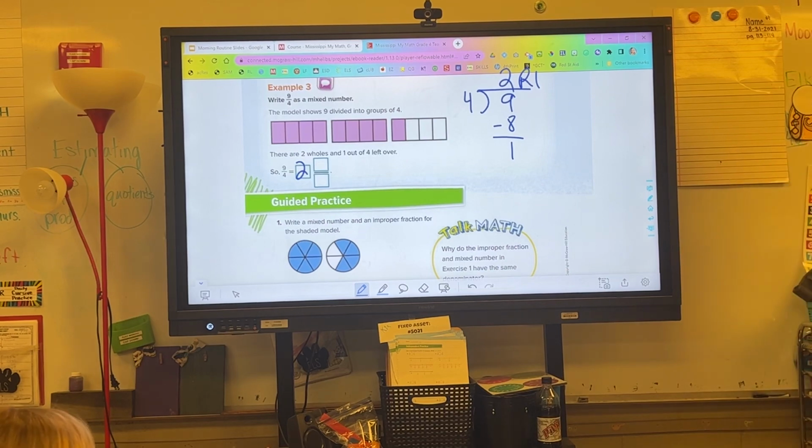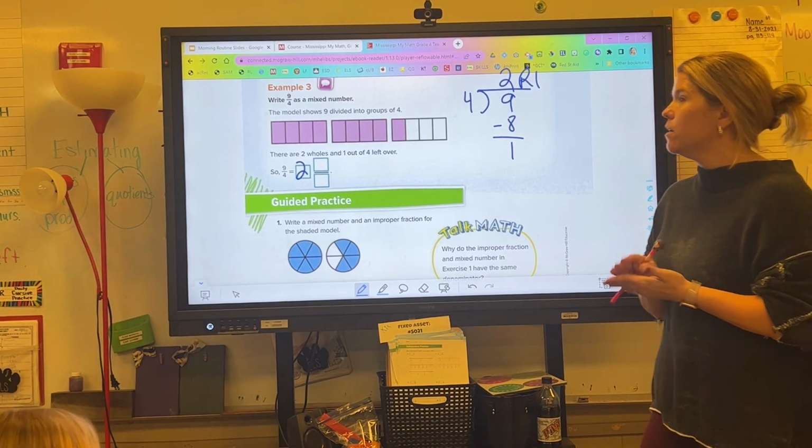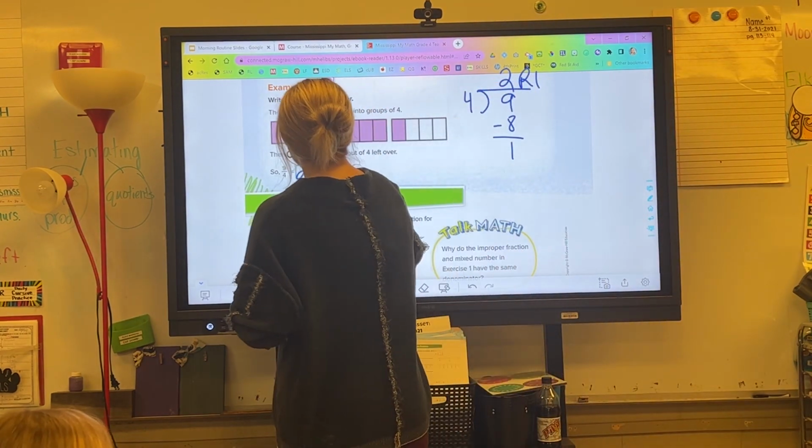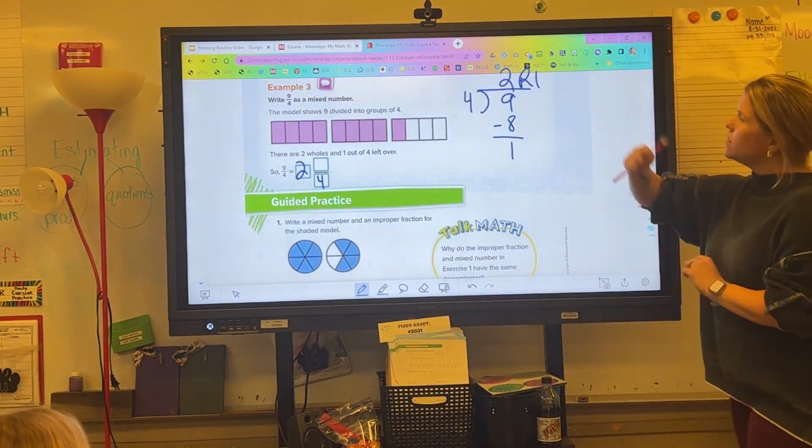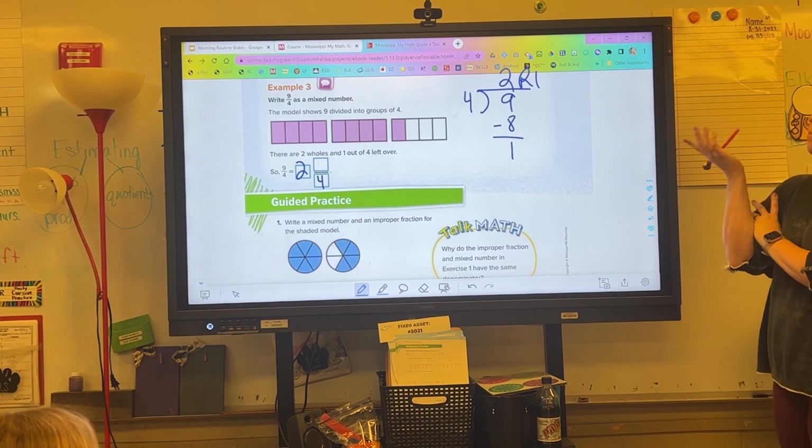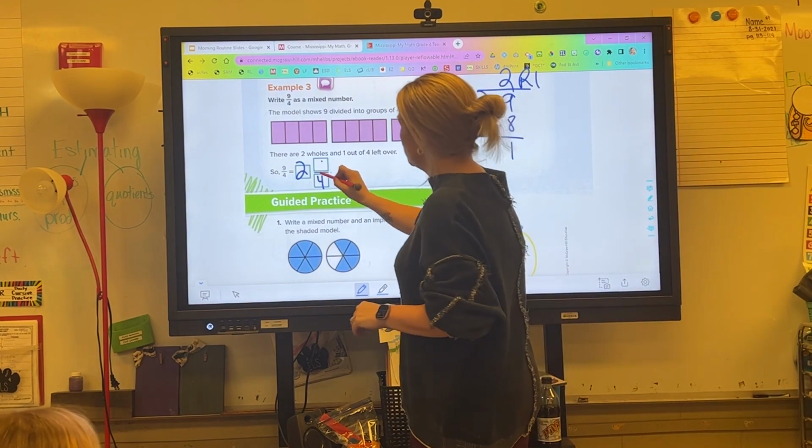Now, I like to do it this way so I don't get confused. Put your denominator, because my denominator never changes. Then let's look and see what's left up here. The remainder. My remainder, which was 1.